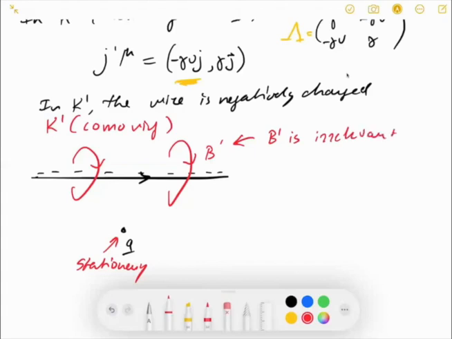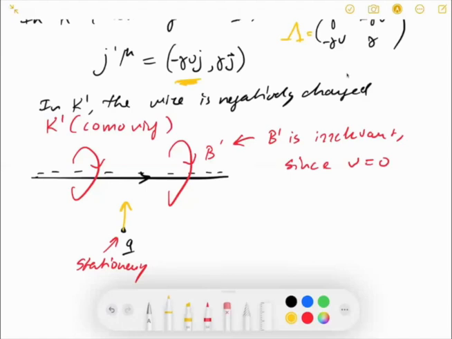Irrelevant, since V is 0 in this frame, right? The particle's not moving anymore, so there's really no Lorentz force. So we have a positive particle, and that positive particle sees a negatively charged wire and is going to be attracted in that direction by that force.